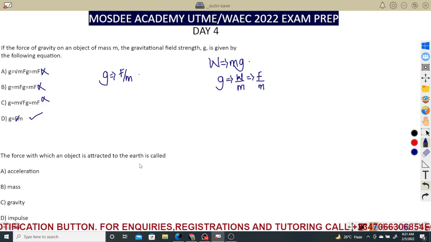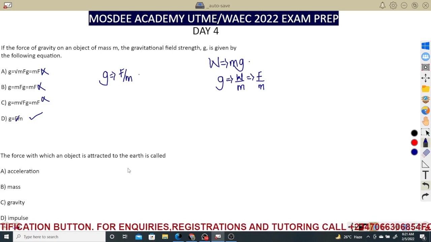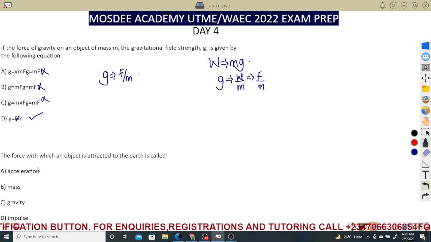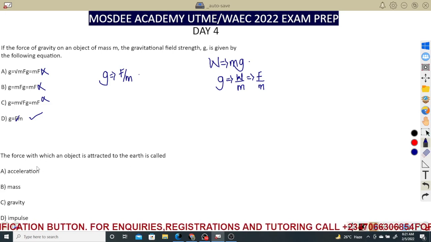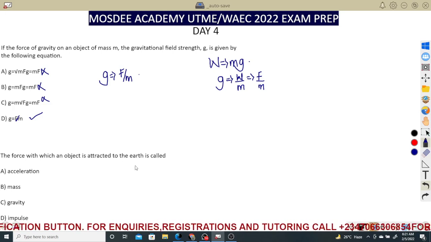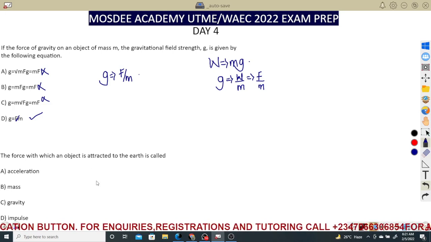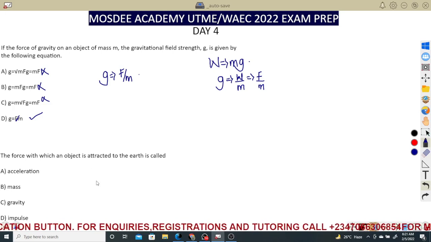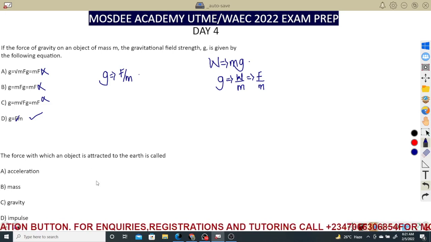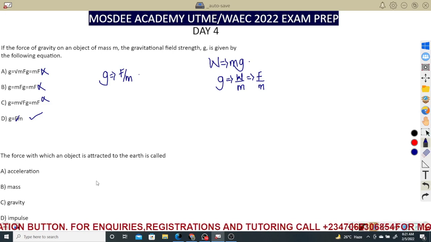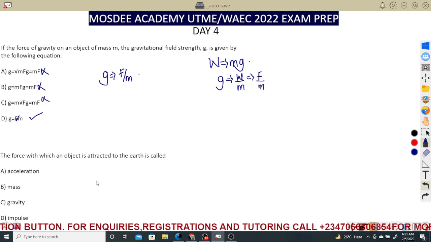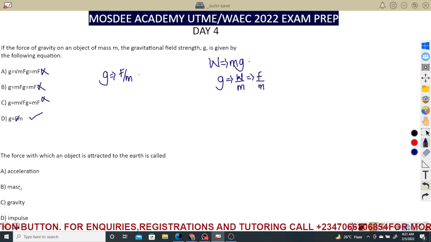The next one is question 8. 2 more to go after this. The force with which an object is attracted to the earth. I think this is a bonus question, but if you don't know it, you should know that every object is attracted to the earth by the force of gravity. When an object is thrown up, it will definitely come down. So please, I think this is a cheap question.